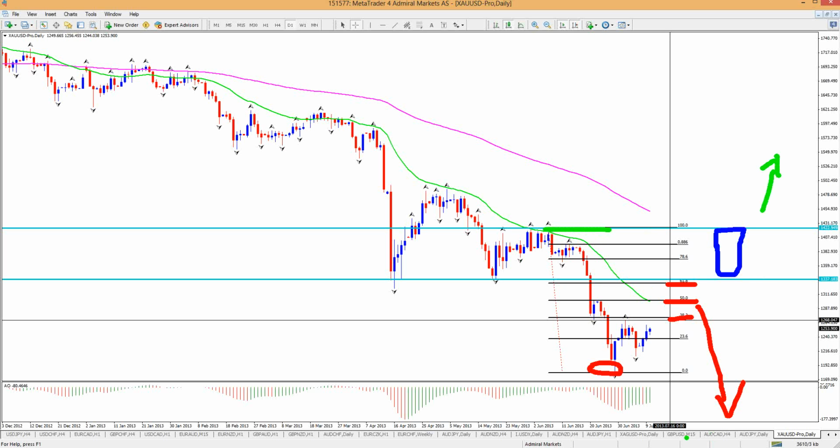Otherwise, time factor, I'm not expecting a break this week, maybe next week or the week after. So this could take quite a long time. We'll be bouncing up and down here, hit the 50 eventually, maybe next week or the week after, and then move down.